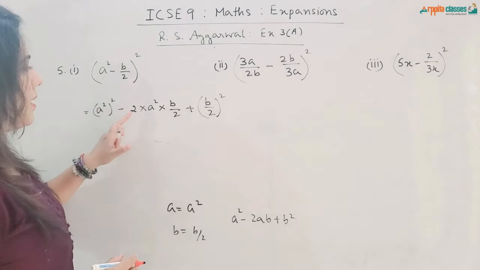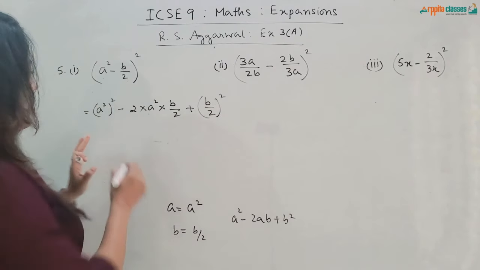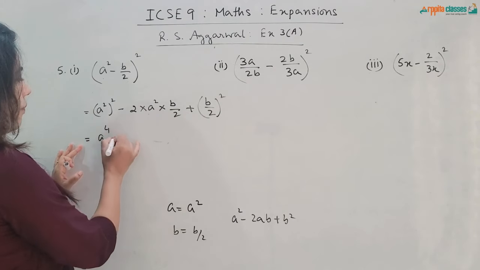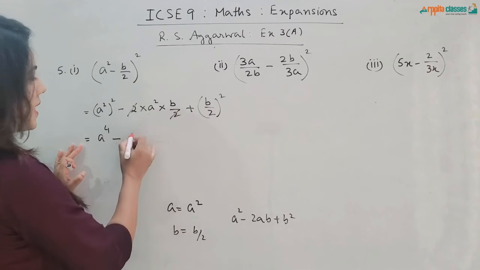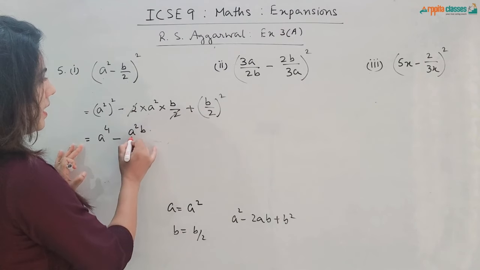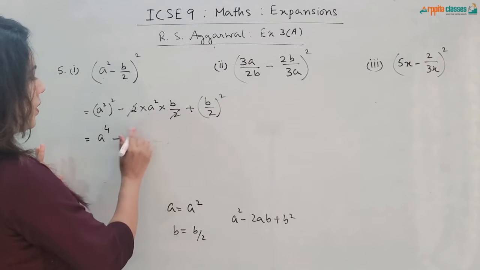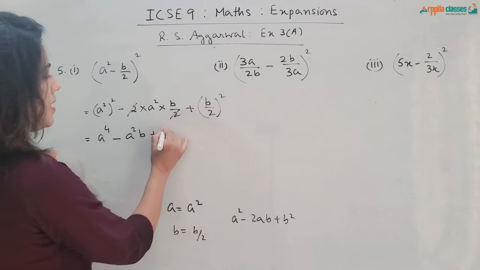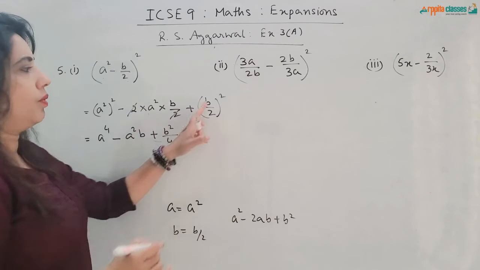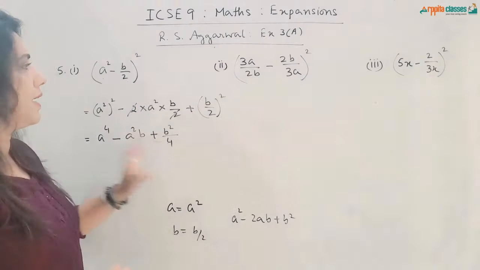A square minus 2ab plus b square. So this will be a to the power 4 minus 2 gets cancelled, a square b, this is only a square b, plus b square upon 4. So this is the final answer.